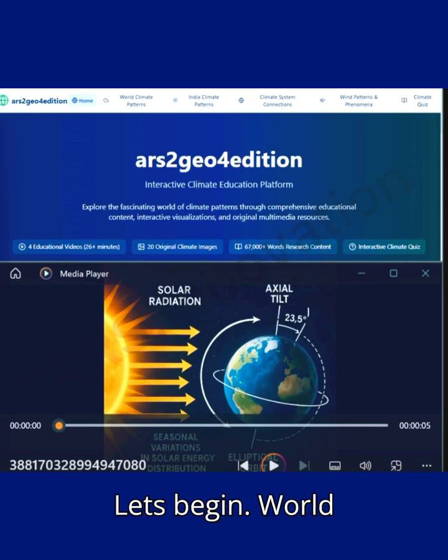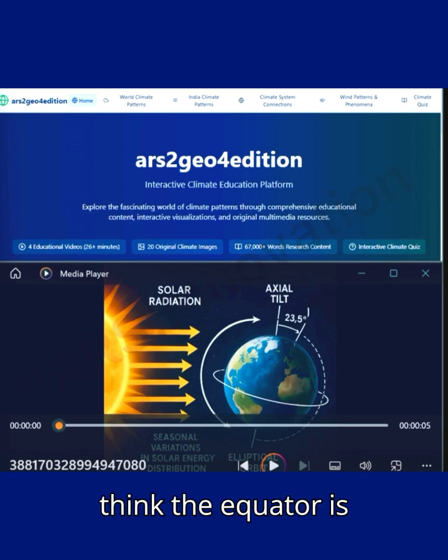Let's begin. World climate pattern. It's the long-term trends and average condition of temperature, humidity, wind, precipitation and other atmospheric elements in different regions on the earth. These patterns are shaped by complex interaction among various components of earth's climate system, and they help us understand why.